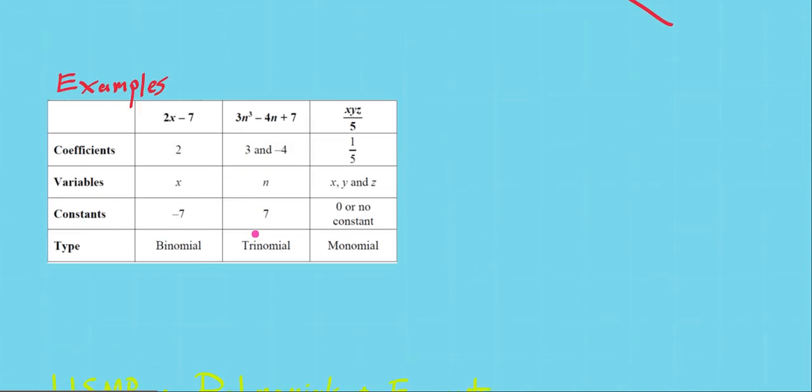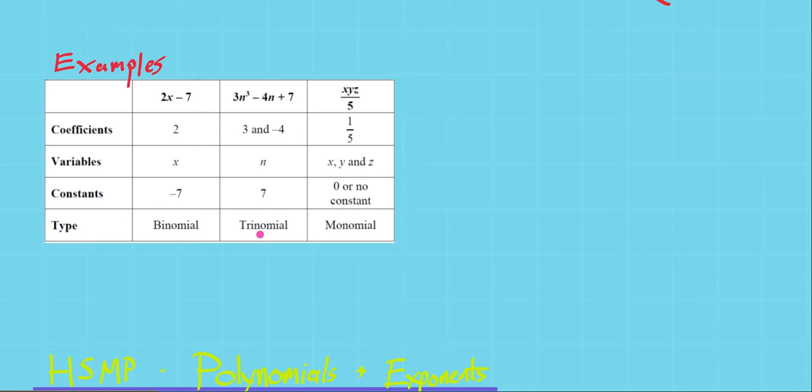So if we're going to look at some polynomials and we want to figure out what they've got, this is from your textbook. You probably looked at this before. But if we have the polynomial 2x minus 7, the coefficient we'd see there is 2. We'd see one variable, which is an x. The only constant with no variable next to it is negative 7. There's 1, 2 terms, so that's a binomial.